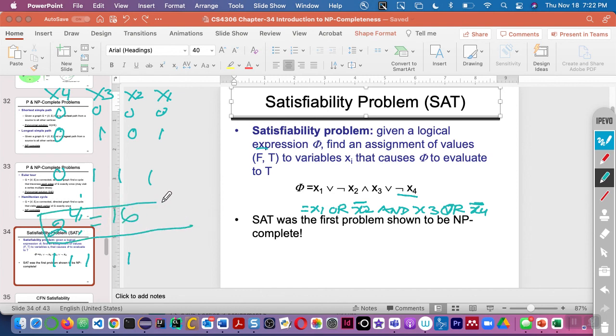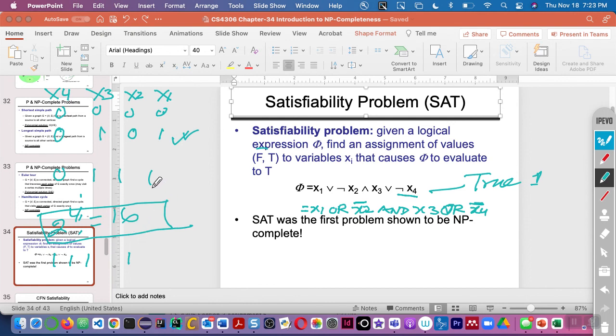So this satisfiability problem says that from these 16 combinations, tell me which combination always makes this true. This is Boolean, true means 1, right? Tell me the combination of these x1, x2, x4 for which this expression will always give 1. Maybe some of them will give 1, we don't know yet. Maybe 1 or 2 of these combinations among these 16.